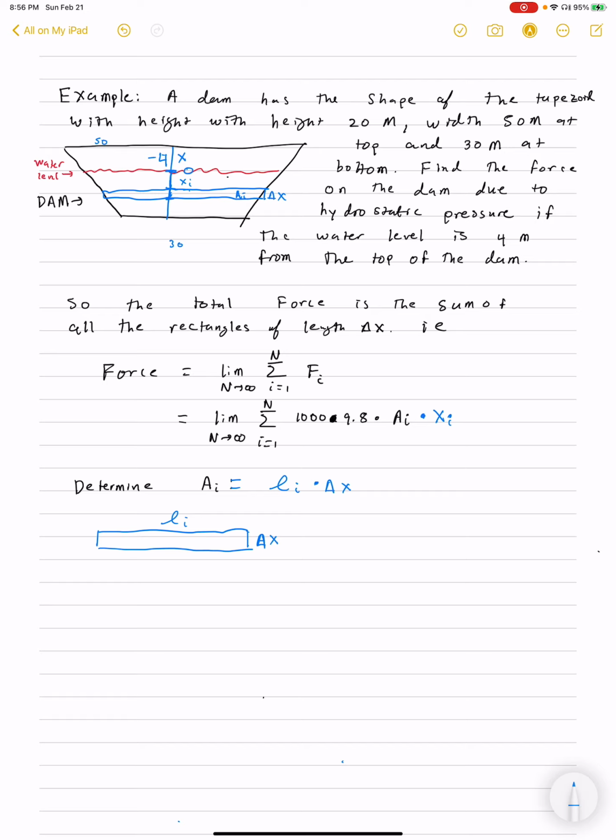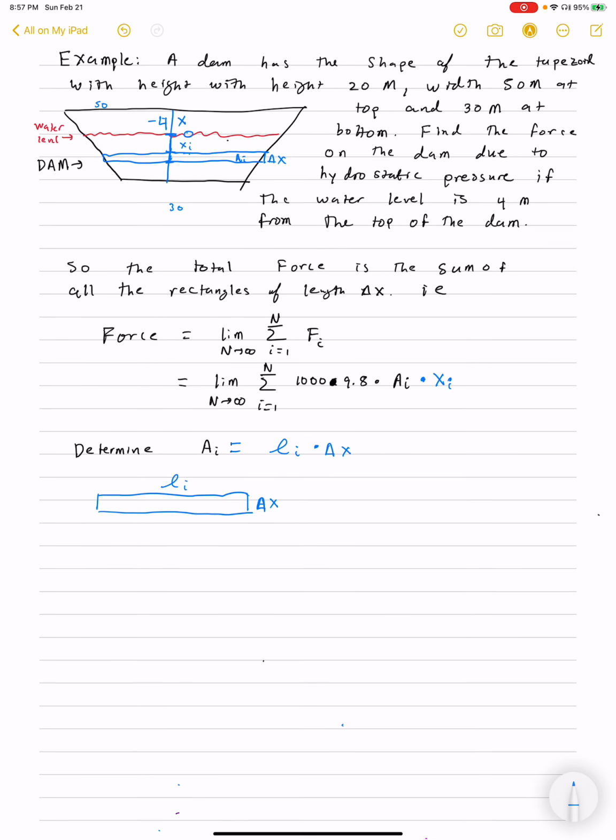Now, you should notice that the length of this little strip changes as it moves up and down the dam, right? The length at the very bottom is only going to be 30 meters wide. And if it could go to the very top, it's not filled to the top, it's filled to a height of 16 meters. That at the very top, if it could go to the very top, would have a length of 50 meters. So this length is changing with the height x sub I. Okay, so ultimately I need to know, like, what is L sub I, right?